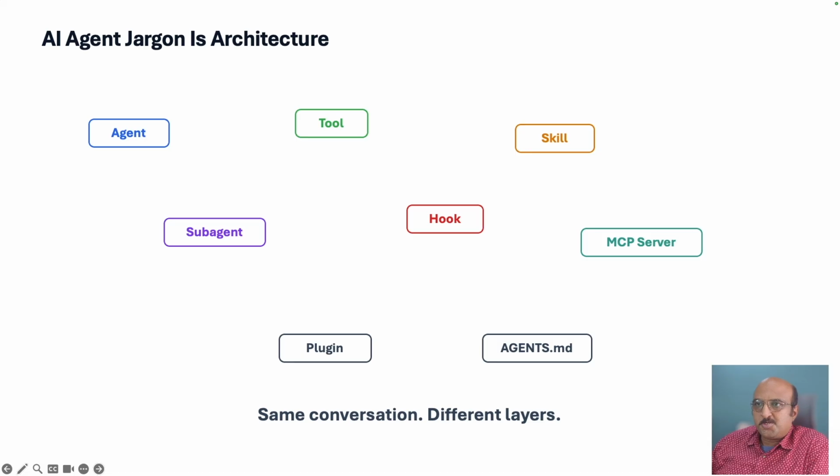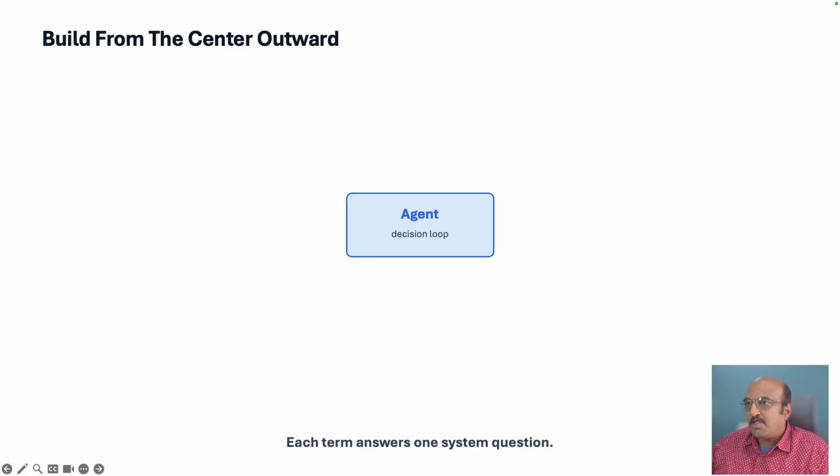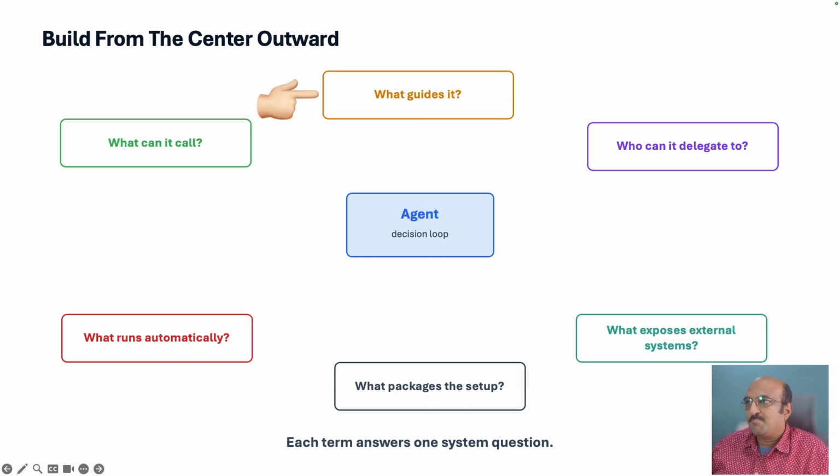So when you hear these jargons, don't directly get into the definition of what these things are. Instead, keep the agent, which is a decision making body, which is basically the LLM that is making the decisions, and then try to answer questions such as: who is guiding the agent, how does the agent delegate to something else, what is getting exposed to the agent which is external to the agent, what can an agent call, and what automatically runs without the intervention of the agent, and is it possible to package all of these things together.